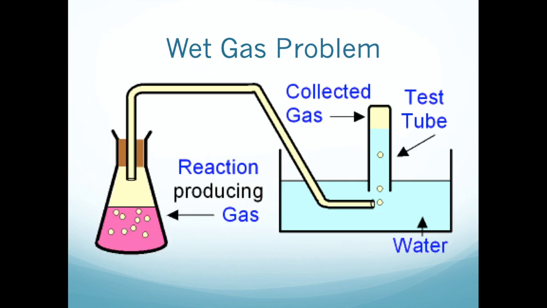I vaguely alluded to the concept of a wet gas earlier. A common way to collect gases in chemical reactions is to bubble them through water and collect them in an inverted graduated cylinder. I know I'm using a test tube here, but actually the better way to do this is to use a graduated cylinder, because that lets you quickly measure the volume of gas. This is just a very convenient way to collect gases from a reaction.